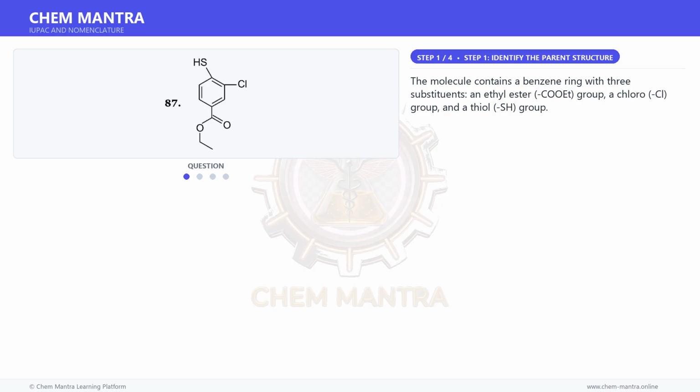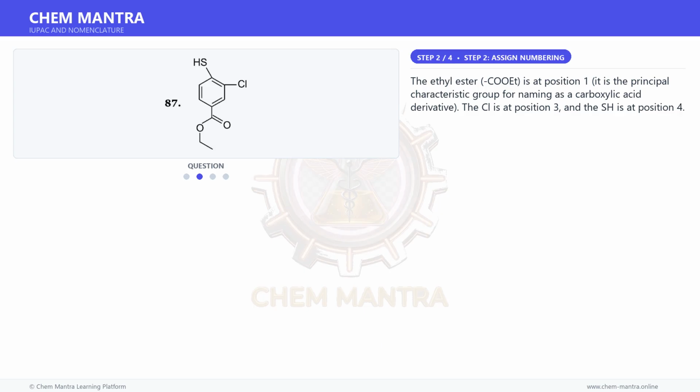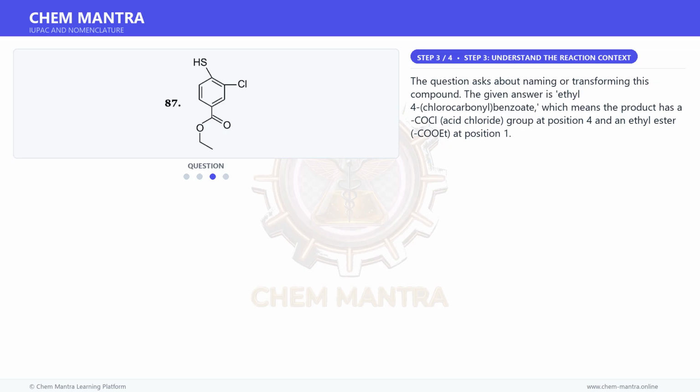The molecule contains a benzene ring with 3 substituents, an ethyl ester -COH group, a chloro Cl group, and a thiol group. Moving on to the next step. The ethyl ester -COH is at position 1. It is the principal characteristic group for naming as a carboxylic acid derivative. The Cl is at position 3 and the SH is at position 4. Moving on to the next step.